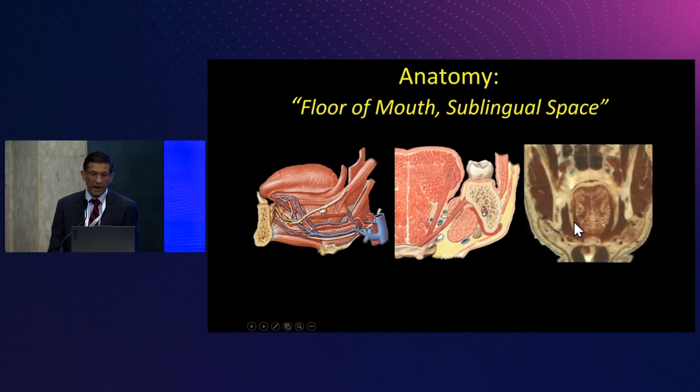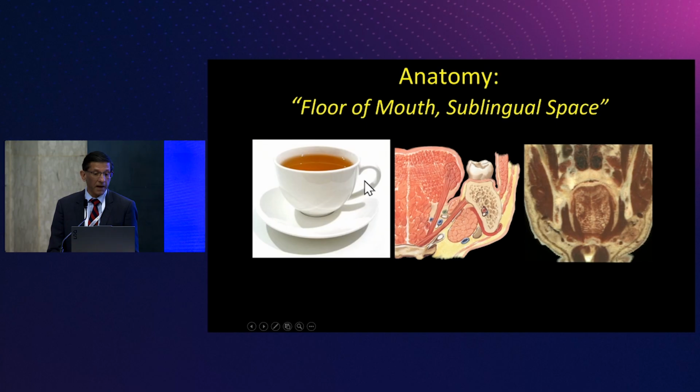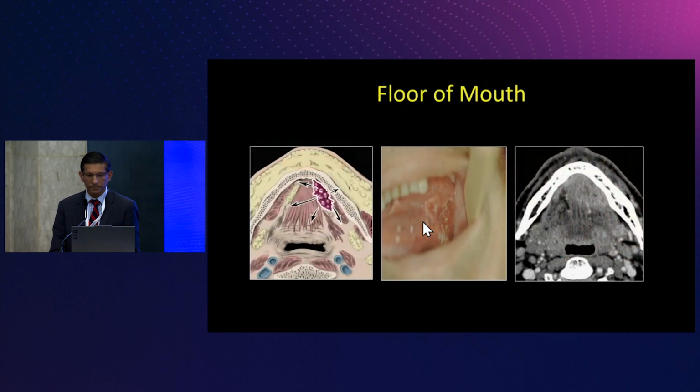artery. So when I think of the floor of the mouth or the sublingual space, I think of a teacup. So the rim of the teacup is formed by the mandible. The wall of the teacup here is formed by the mylohyoid muscle, and the base of the teacup is formed by the hyoid bone. So basically, everything in that teacup is located in the sublingual space.